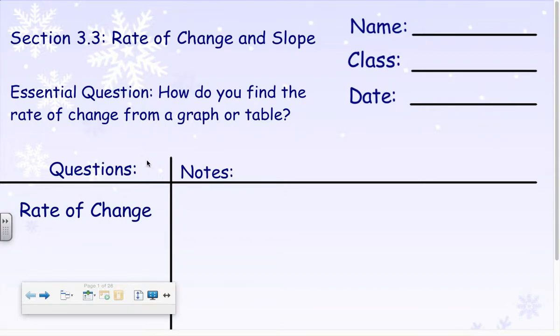Section 3.3, rate of change and slope. Essential question: How do you find the rate of change from a graph or table?